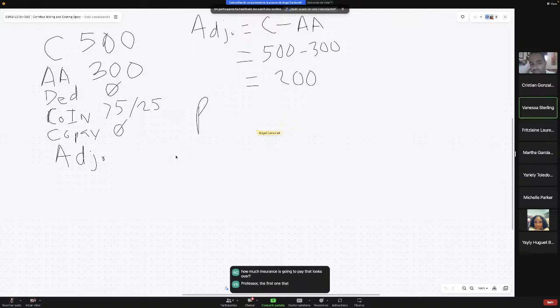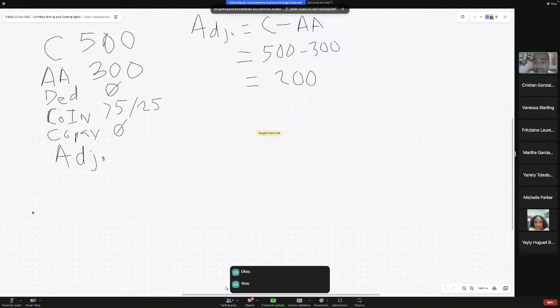Professor, the first one that we did, I know you did it pretty fast. I think I zoomed in too much. I was missing the numbers you were putting in. What did we look for the first solution I'm looking at right now? Adjustment. Okay. Yes. The formula for adjustment is going to be charges minus allowed amount. Yes, I have it. So when we do an adjustment, it's charges minus allowed amount. Correct. Okay. And just a simple a number minus a number.